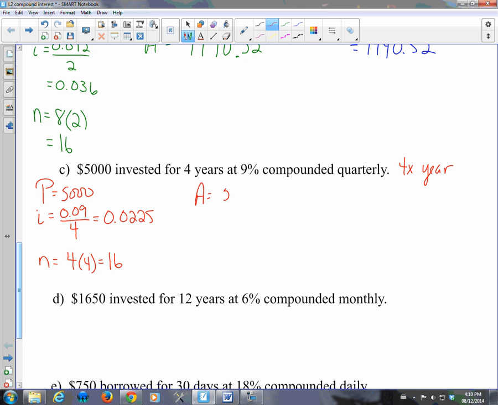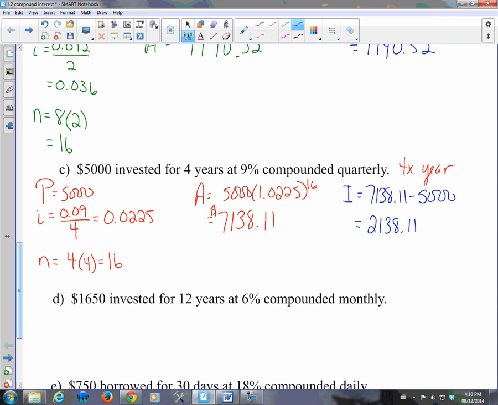So I've got my principal, 5,000 times 1 plus 0.0225 to the exponent 16. So 5,000 times 1.0225 exponent 16, $7,138.11. And if I want to get my interest, I take the accumulated amount and subtract the principal, which was $5,000 to start with, which means I've got just over $2,000 in interest.